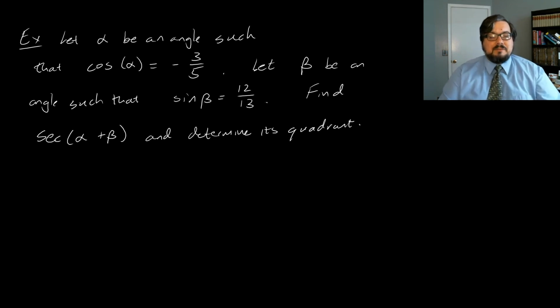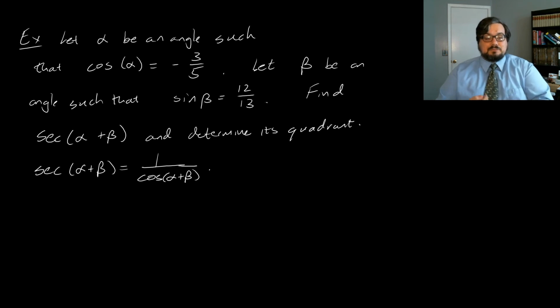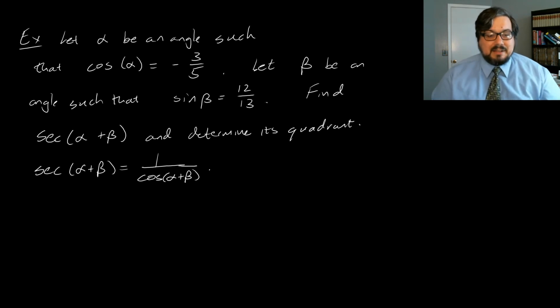So we have cosine of alpha is negative 3/5, sine of beta is 12/13. We want to add those two and find secant of that. So the first thing to note is that secant of alpha plus beta is equal to 1 over cosine of alpha plus beta. So the first thing that we're going to want to do is to figure out cosine of alpha plus beta, and then once we have that, we'll get to secant, because we don't want to have to memorize sum and difference formulas for secant like we do for the rest of them.